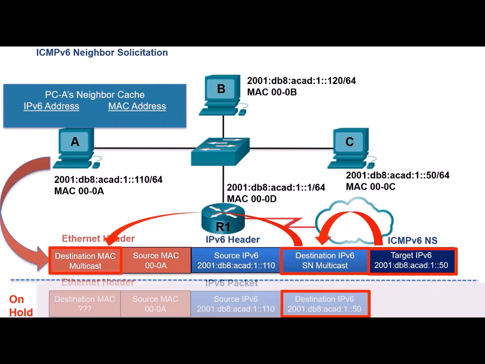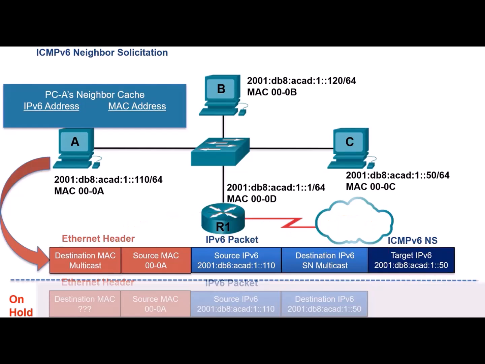and process the frame. This is where we see an advantage of ICMPv6 neighbor discovery over ARP for IPv4. Since ARP uses an Ethernet broadcast address, all devices on the local network must at least partially process an ARP request. The ICMPv6 neighbor solicitation message is forwarded by host A and received by the switch. The switch will flood the Ethernet multicast frame out all ports except the incoming port.